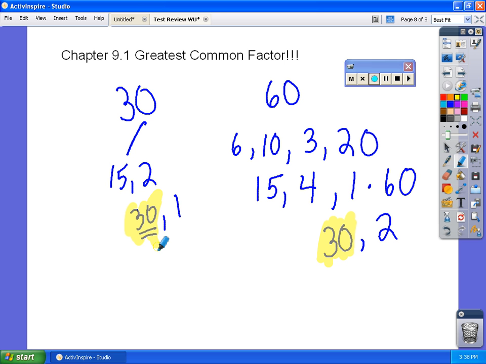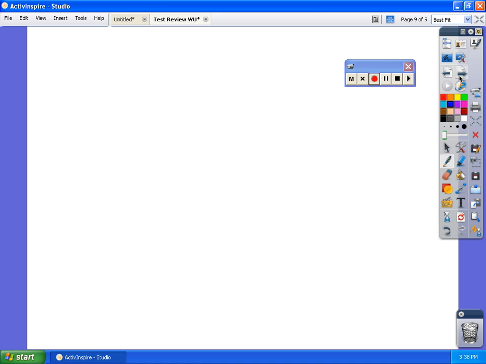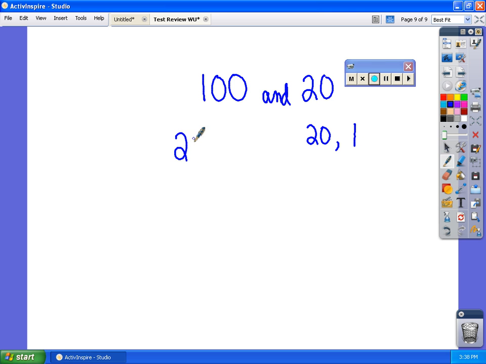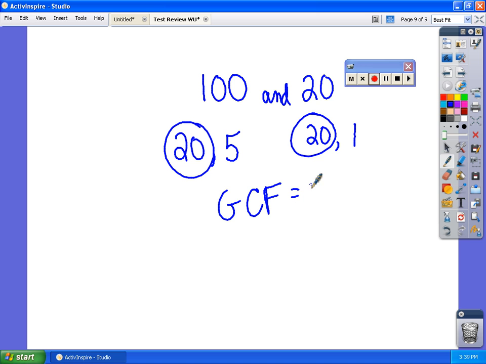Well, you could do the same thing in algebra. Sometimes you are going to see two numbers, and you might know right away what the factors are. So if I ask, what is the greatest common factor of 100 and the number 20, you could probably do this in your head, because 20 times 1 is the greatest for 20, and 20 is also a factor of 100 because 20 times 5. So sometimes it's really, really easy. The greatest common factor is 20.